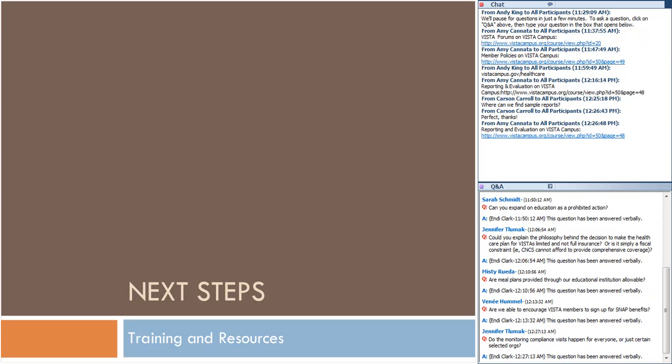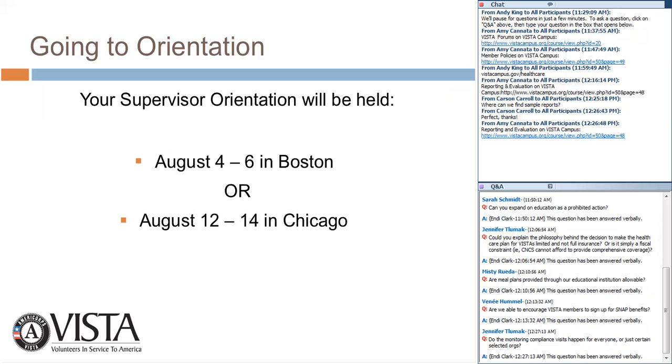So I do want to just remind everyone that you're now completing the first step of your supervisor onboarding. From here, you'll go to the face-to-face supervisor orientation, either in Boston or Chicago, and you can see the dates there. And we will have staff members from headquarters as well as from a state office there. They can drill down and answer questions that come up that we couldn't get to today.